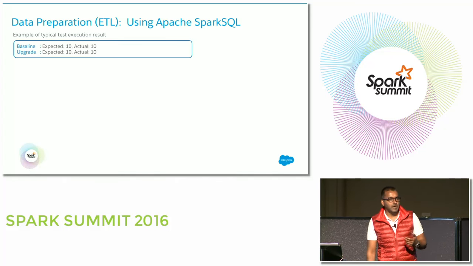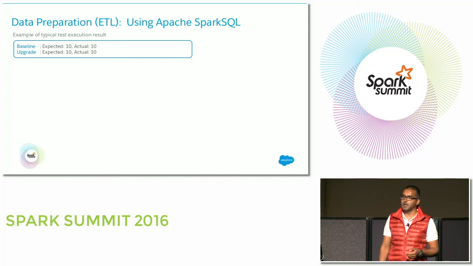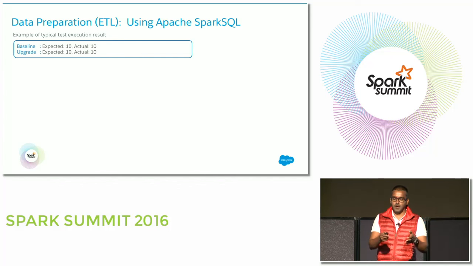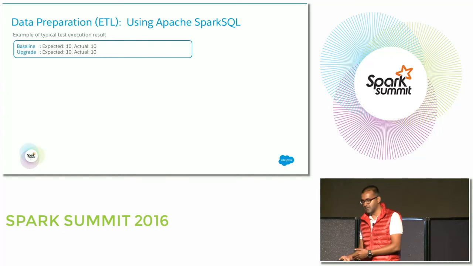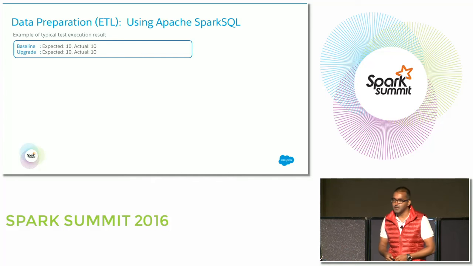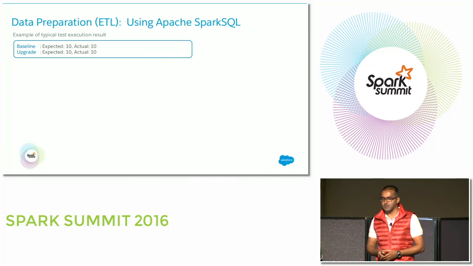In a unit test, we generally have certain assertions: expected this, and actual is this. If the assertion holds true, the test passes. If the assertion holds false, the assertion fails, and the test fails. So let's have a look at the example on your screen here.